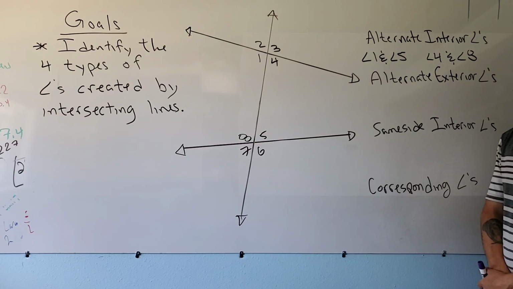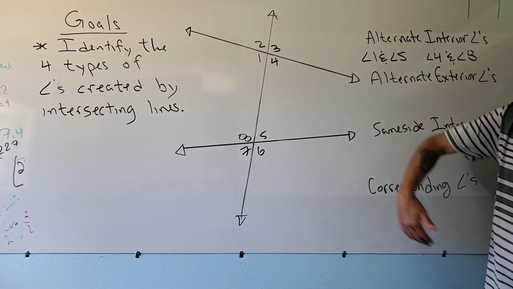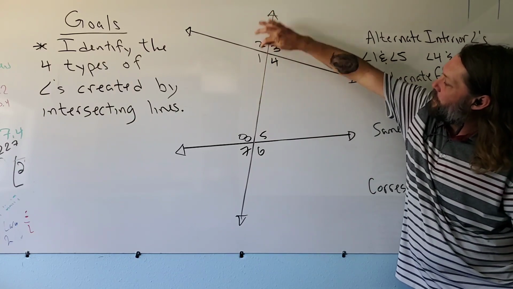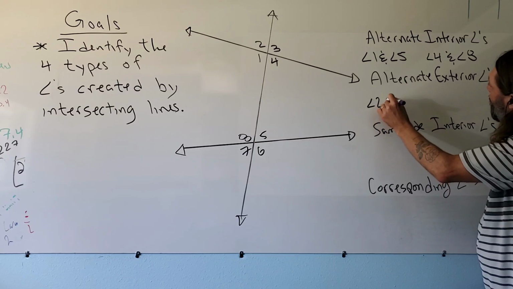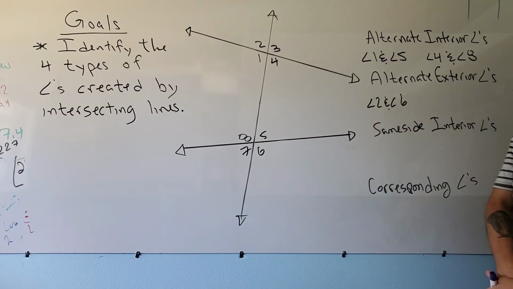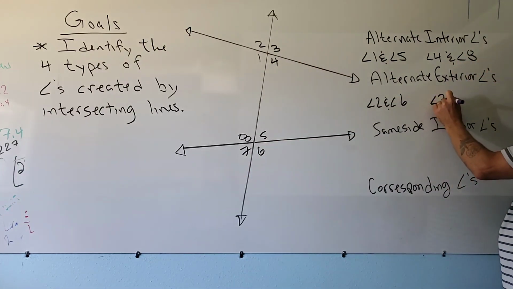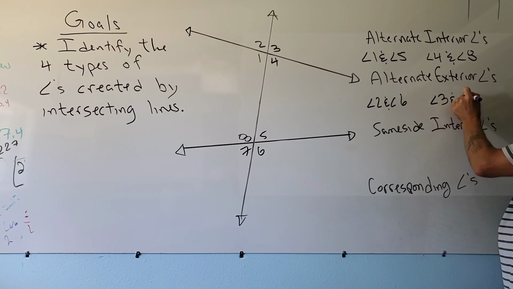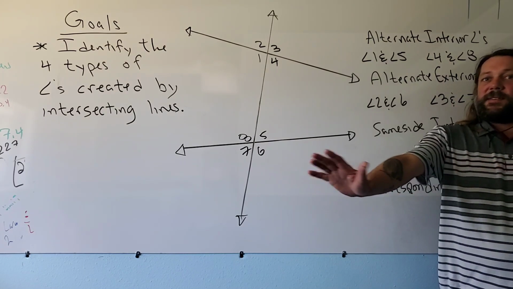The next type of angles are alternate exterior. So we're on the outside, and again, they're going to alternate sides of the transversal. So angle 2 and angle 6 are alternate exterior angles, as well as angle 3 and angle 7. So if your angles are behaving like angle 2 and 6 or like angle 3 and angle 7, you say, I have alternate exterior angles. That's the answer. That's all.